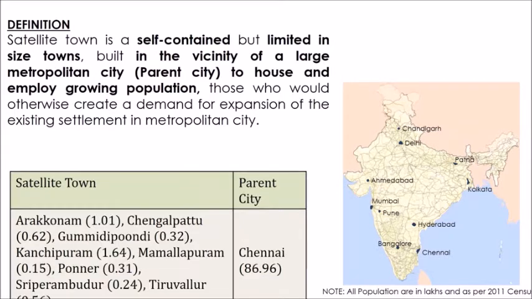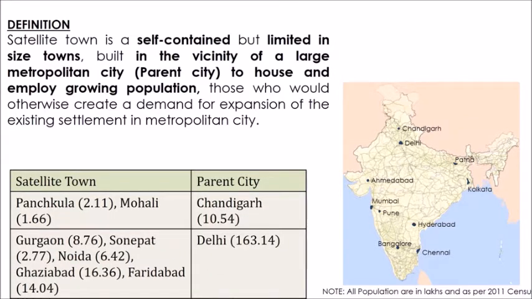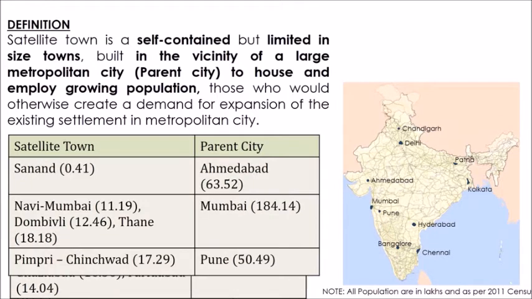Yelahanka and Kengeri are satellite towns to Bengaluru. Arakonam, Chengalpattu, Kanchipuram, all these are satellite towns to Chennai. Panchkula and Mohali are satellite towns to Chandigarh. Gurgaon, Sonipat, Noida, Ghaziabad are satellite towns and the parent city is Delhi. Sanand is a satellite town to Ahmedabad, the parent city. Navi Mumbai is the satellite town to Mumbai, the parent city. And you can see in the map the location of these towns.